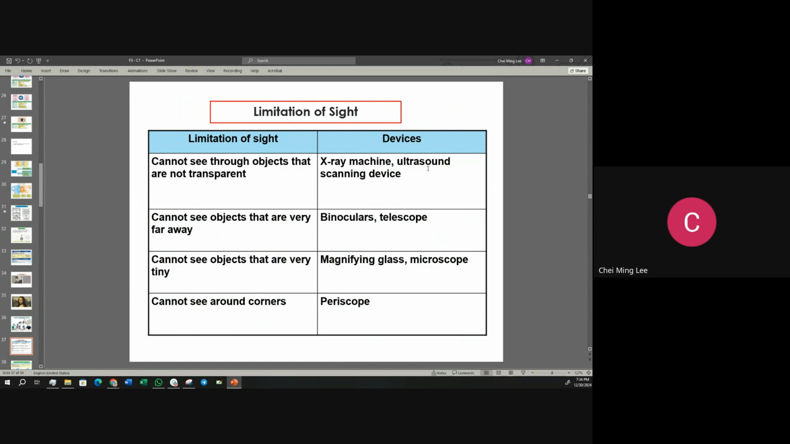Normally ultrasound is used for pregnant women. So if you tell me that you need ultrasound, then I will be a bit afraid, a bit scared, because it seems like you are pregnant too early. Okay. So when you cannot see an object that's very far away, we use binoculars and telescope.